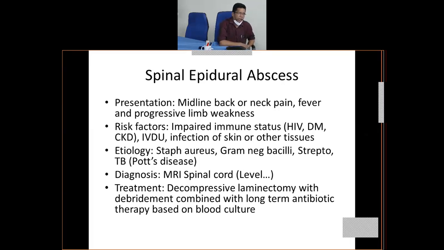For diagnosis, you have to ask specifically for MRI spinal cord, and you have to find out the exact tenderness, whether it is in the thoracic region or lumbar region. Then accordingly you can ask for the MRI spinal cord of the specific level. And why is it important? Because you can go for long-term antibiotic therapy, and immediately you have to go for decompressive laminectomy with debridement.